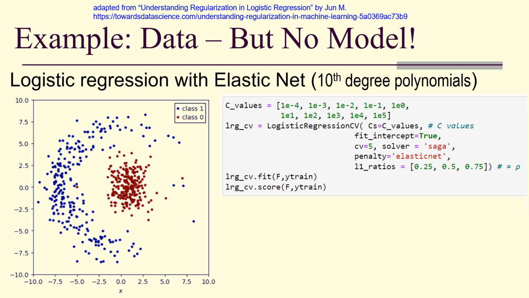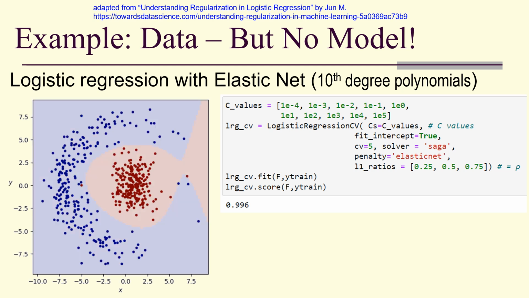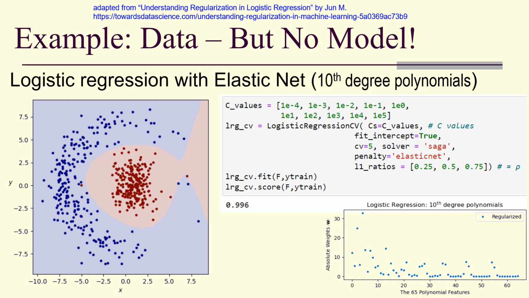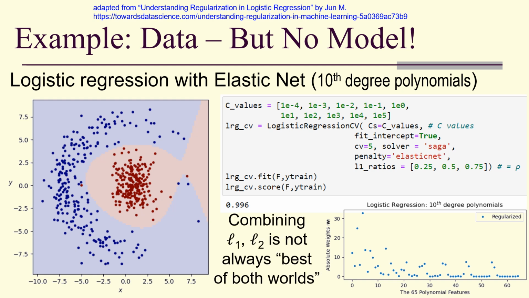Now, we can also use ElasticNet. We get a better score on our training, but we get a weird topology. And maybe not as good a control. So combining L1 and L2 is not always the best of both worlds. I tend to use either L1 or L2, but not both at the same time. I tend to find that they kind of frustrate each other.